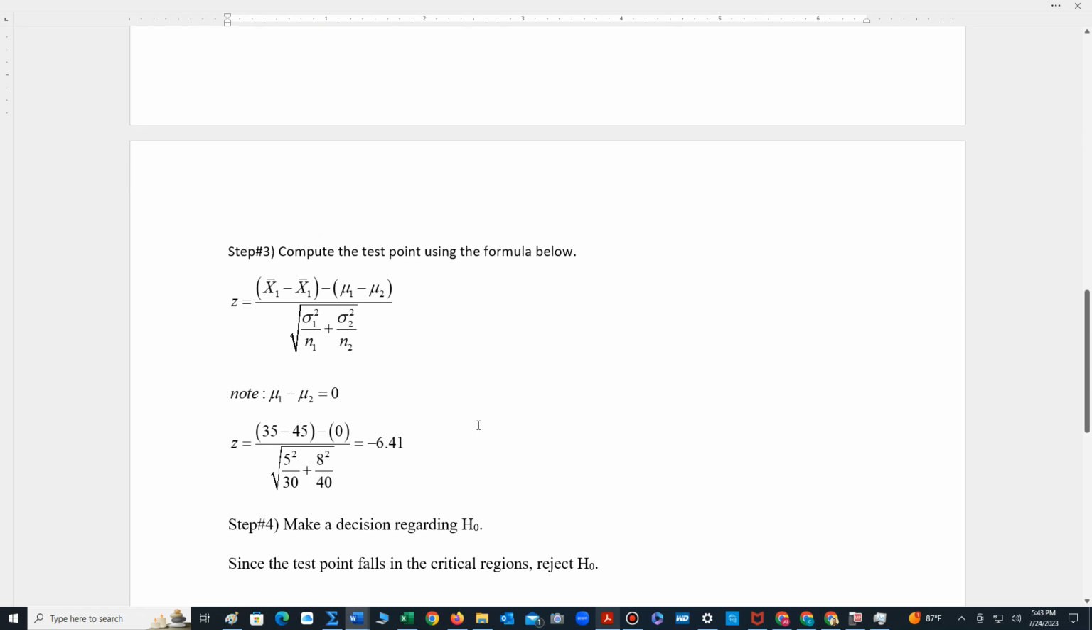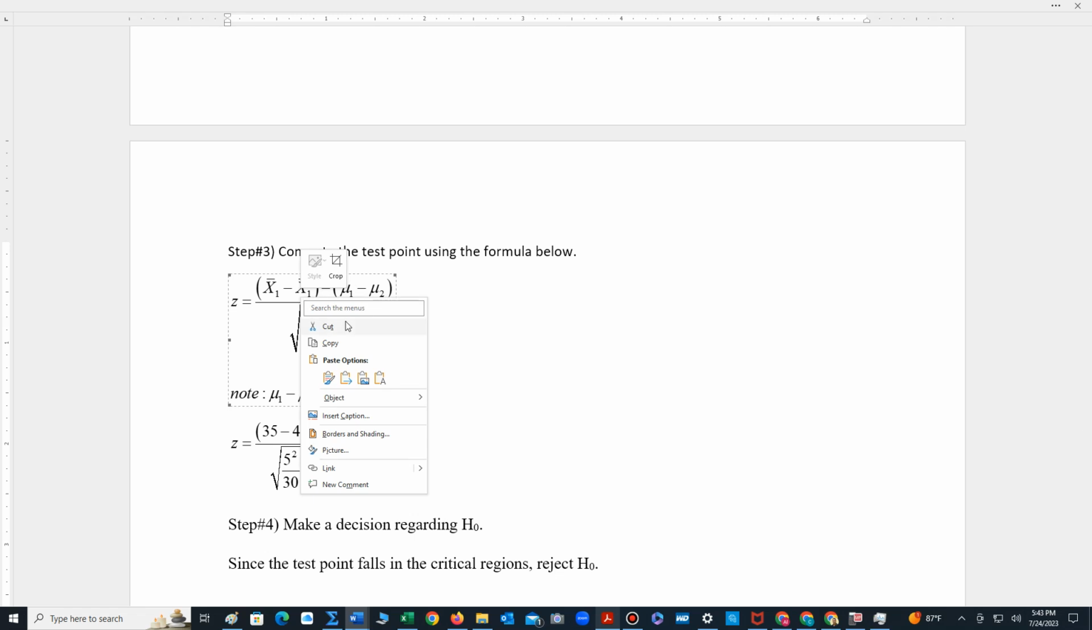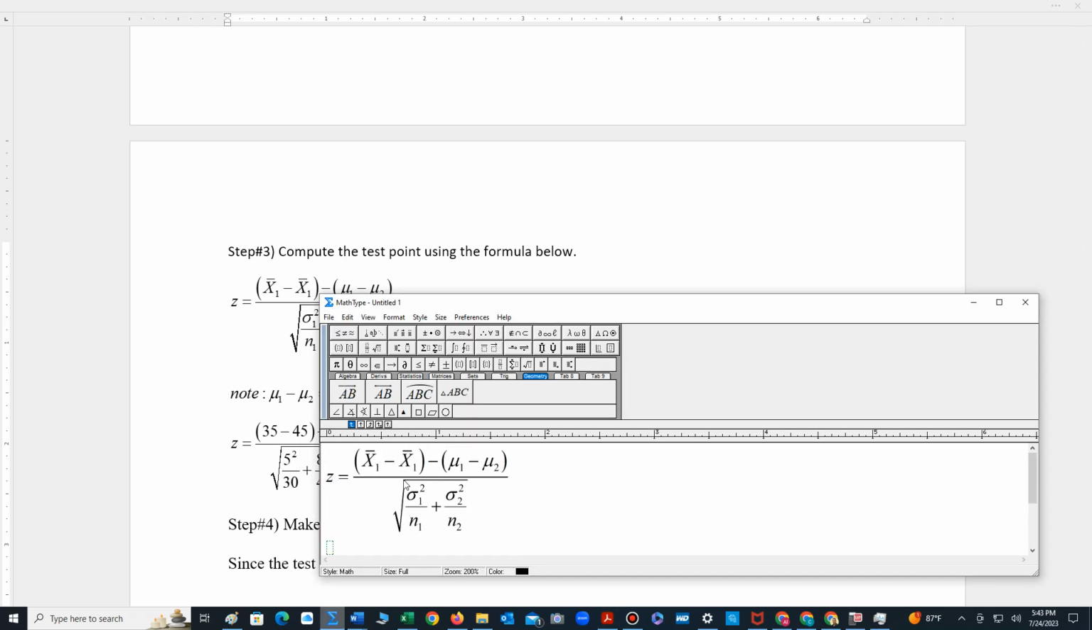Next, we compute the test point. The formula for the test point is z equal to the difference of the sample means minus the difference of the population means. Let me go back and edit something here because we need to ensure that the second sample mean is x bar 2.